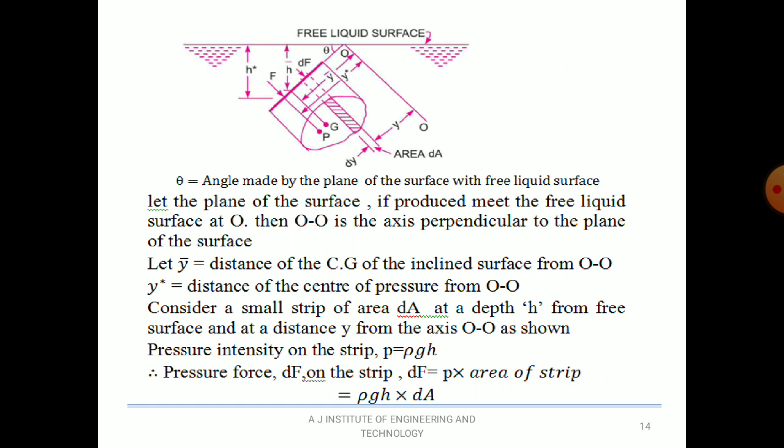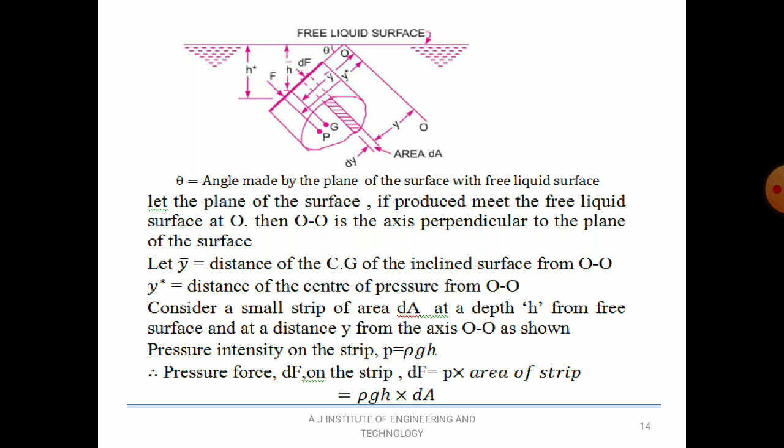You can see there, that's what I explained. OO is drawn perpendicular to the line of inclination, so OO is the axis perpendicular to the plane of the surface. Let y bar equal the distance of the center of gravity of the inclined surface from OO. So h bar is with respect to the free surface, whereas y bar is with respect to OO. y star equals the distance of the center of pressure from OO.